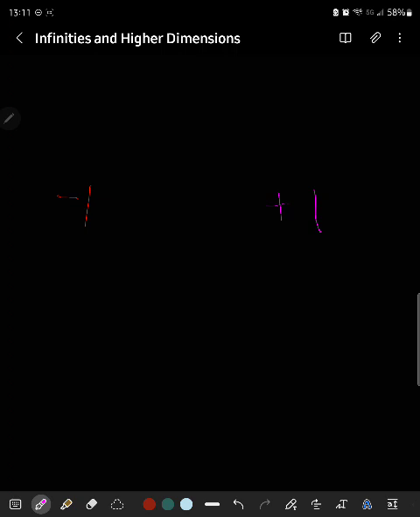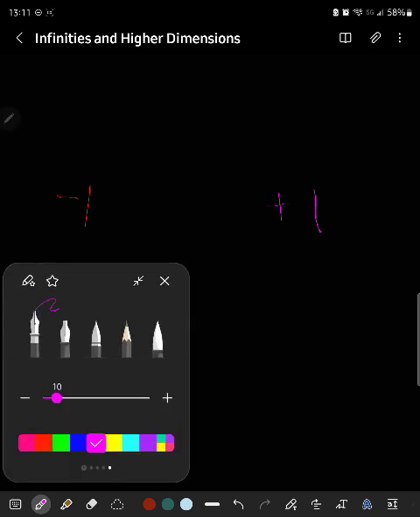So let's say that the red represents a negative number, and the pink represents a positive number, like positive 1. Actually, I'm going to change that. Maybe I should find some different numbers.